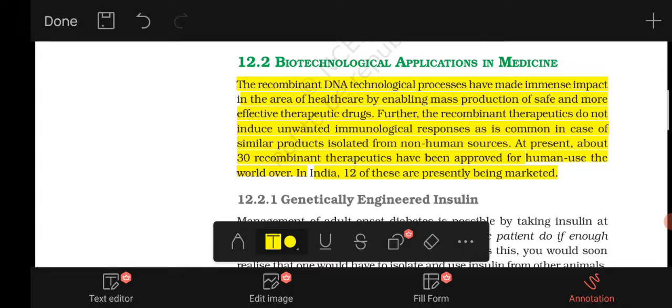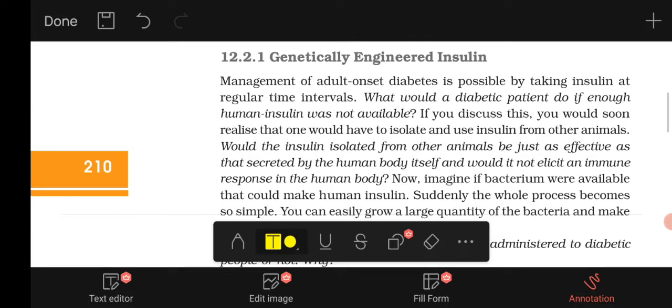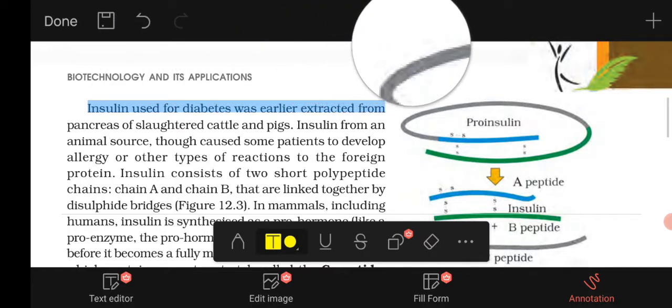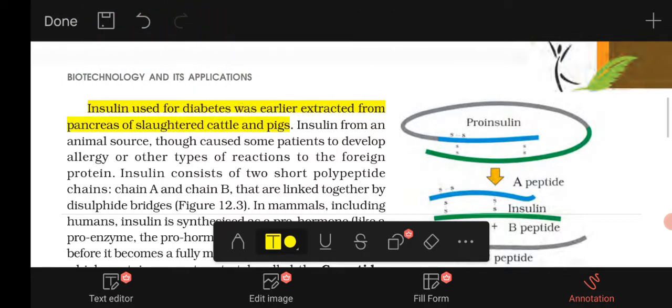Now we'll go to the next part, that is genetically engineered insulin. Management of onset diabetes is possible by taking insulin at regular time intervals. You must have seen adults or diabetic patients taking insulin. So what would a diabetic patient do if enough human insulin was not available? If you discuss this, you would soon realize that one would have to isolate and use insulin from other animals. Earlier, they used to extract this insulin from the pancreas of slaughtered cattle and pigs. But insulin from such animal or non-human sources caused some patients to develop allergies or other types of reactions to the foreign protein.